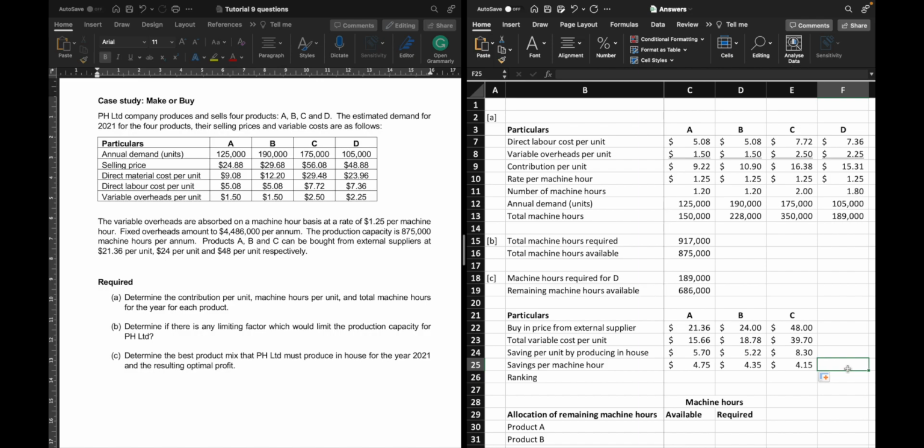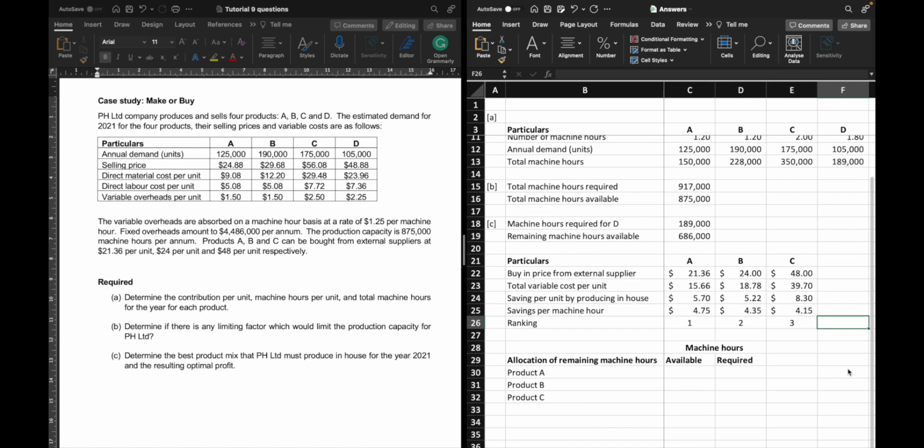For product B, we save $4.35 per machine hour by producing in-house. And for product C, we save $4.15 per hour by producing in-house. So now we are able to rank the three products based on savings per machine hour. Product A provides the most saving per machine hour, followed by B, and C provides the least savings per machine hour.